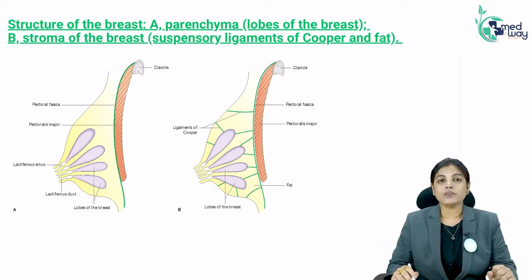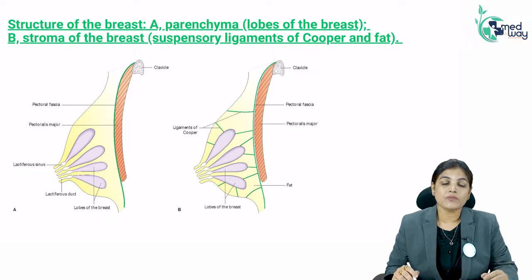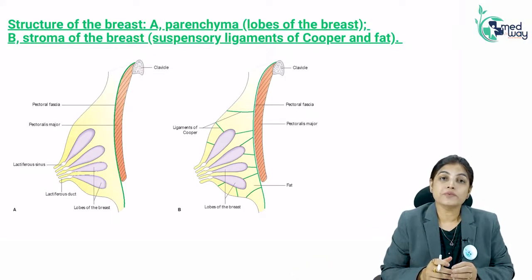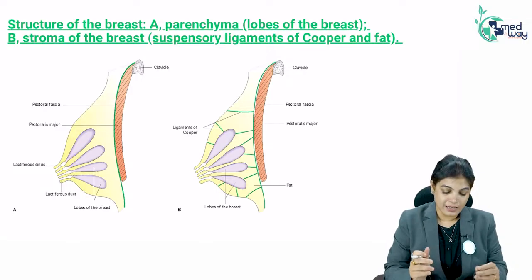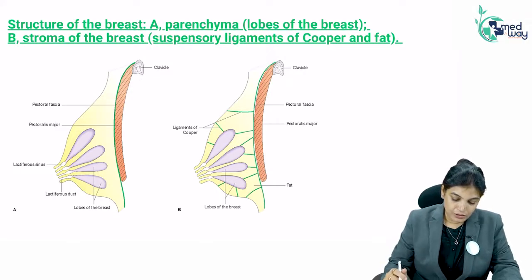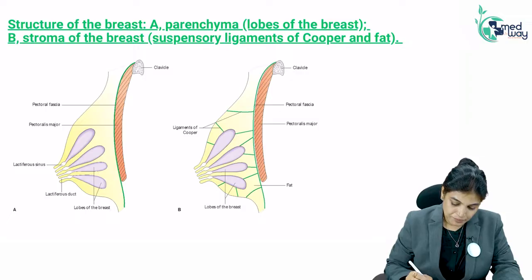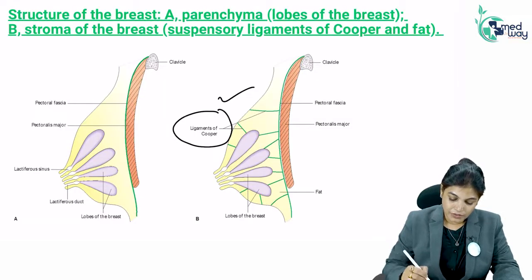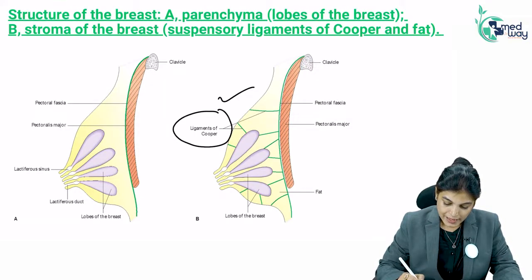Now, if I talk about the connective tissue framework of the breast, it is made of fibrous septa, which is called the suspensory ligament of the breast. And the parenchyma of the breast consists of the lobes, lobules, and lactiferous ducts. Here in this diagram, you can see the ligament of Cooper, which is the fibrous septa connecting the dermis skin layer with the lobes of the breast, and which merges with the pectoral fascia.